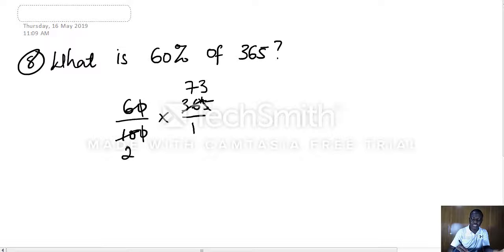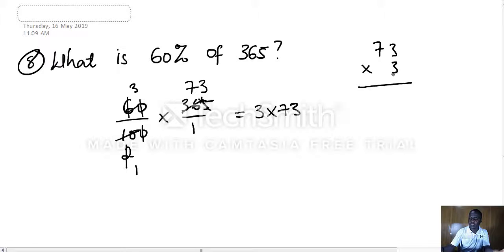2 can still divide itself and 6. 2 into 2 is 1. 2 into 6 is 3. So that this becomes 3 times 73. And 73 times 3, we say is 3 times 3 is 9. 3 times 7 is 21. So this is equivalent to 219 as your answer.